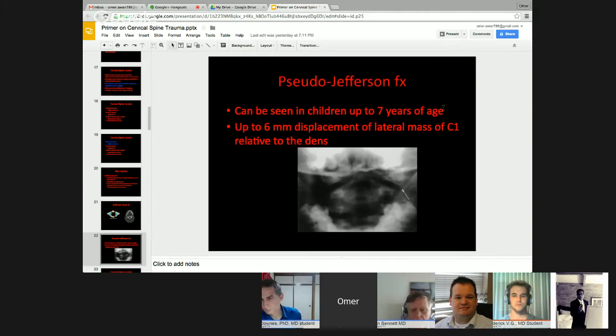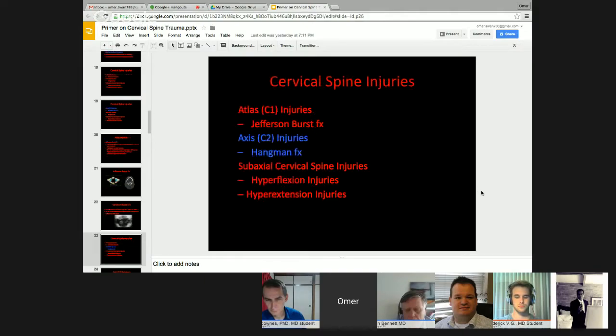Okay, a pseudo-Jefferson fracture can be seen in children up to 7 years of age. It's not a real fracture, but it can be confused for a Jefferson fracture. You can have up to 6 millimeters of displacement of the lateral mass of C1. So again, this is an open mouth odontoid view. This is C2. This is the odontoid process of the dens. These are the lateral masses of C1. You can have up to 6 millimeter displacement of the lateral mass of C1 relative to the dens, okay? And that's a normal finding, okay? So that's what we call a pseudo-Jefferson fracture.